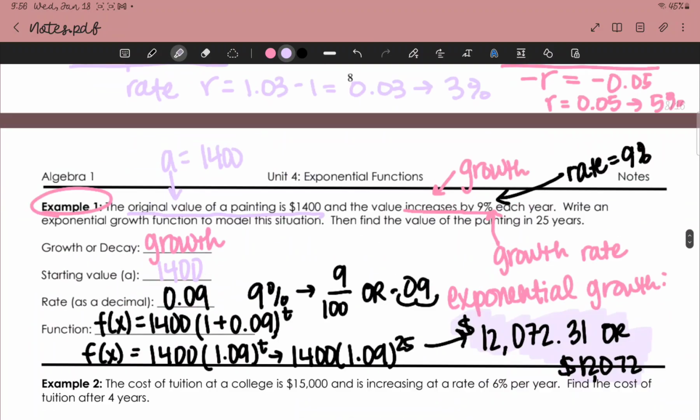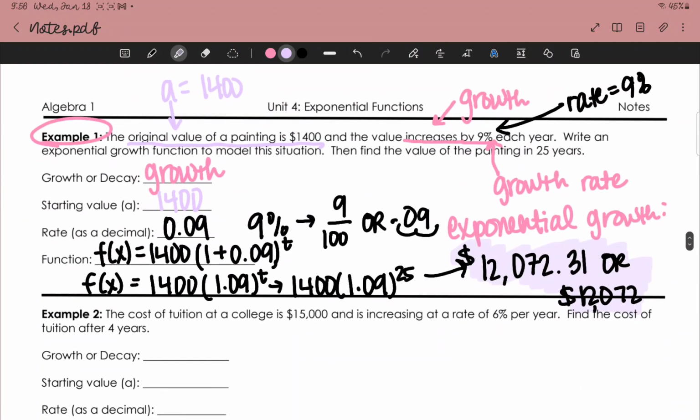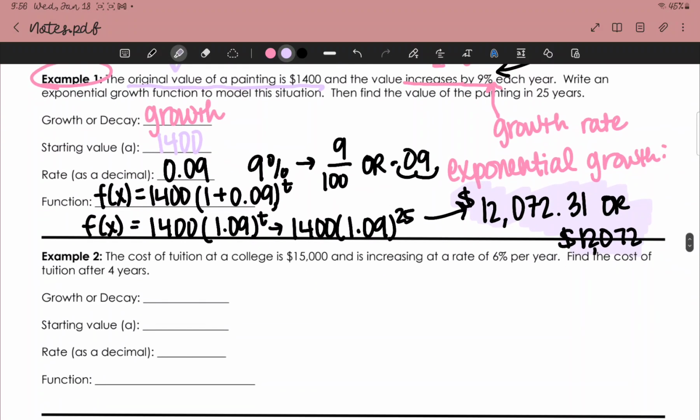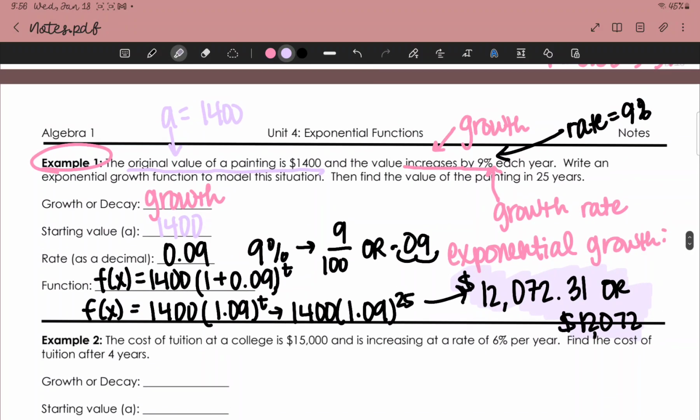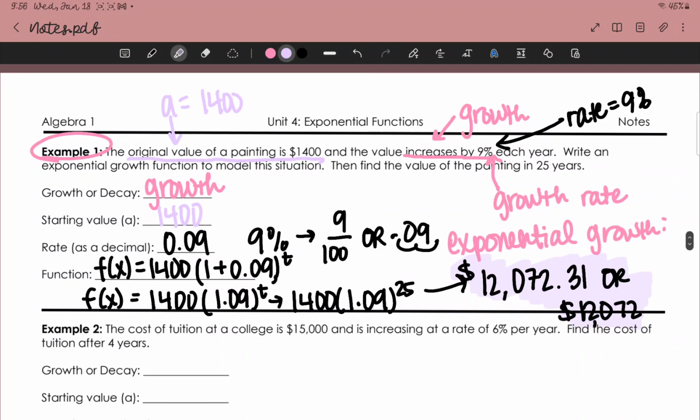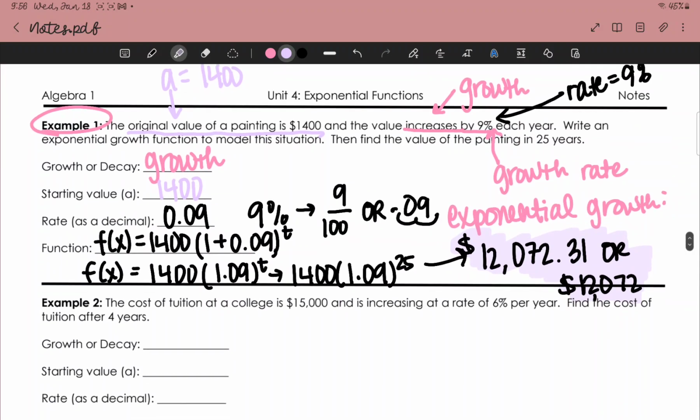That is it for day 2. You will be doing examples 2, 3, and 4. Once you finish this, you will need to review and practice a little bit with your Delta Math. That should be your next assignment here. All right. Thank you.